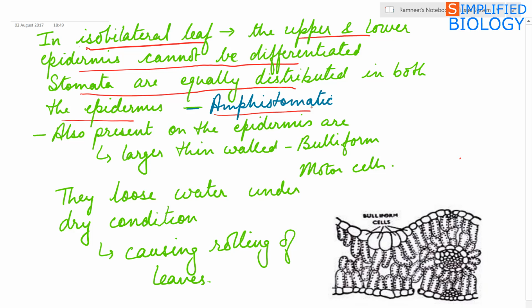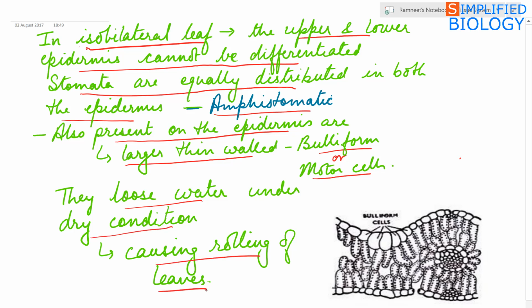Now, present on the epidermis of some isobilateral leaves are thin-walled cells of larger size called the bulliform or the motor cells. These cells lose water under dry conditions, causing rolling of leaves to prevent loss of water due to transpiration. So these are the bulliform cells present on one side of an isobilateral leaf.